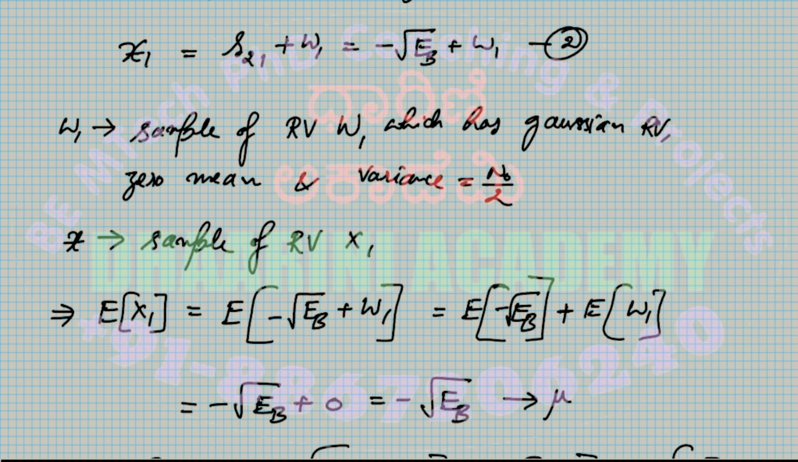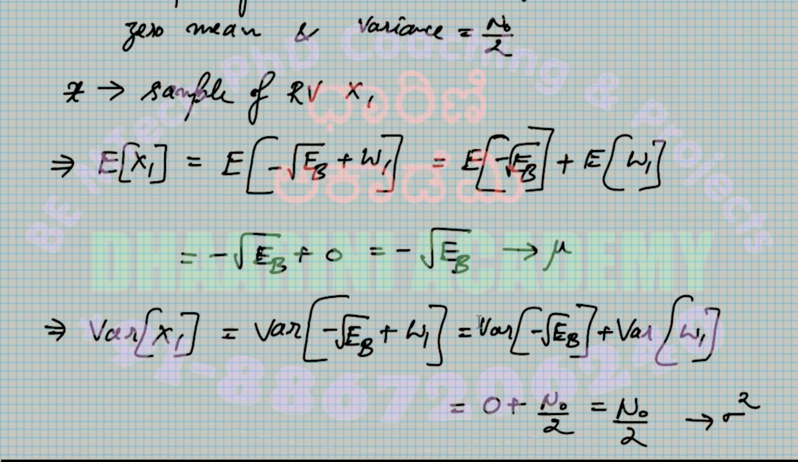Now calculate the mean of this received sample x1. So E of x1 is equal to x1, already calculated, minus root Eb plus W. Separate it and calculate. You get minus root Eb, because the noise mean is 0. It's already assumed and it's a known fact. Normally the expectation is denoted mu, so I wrote mu.